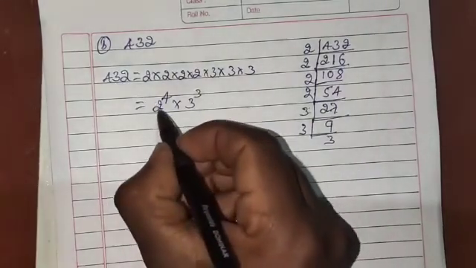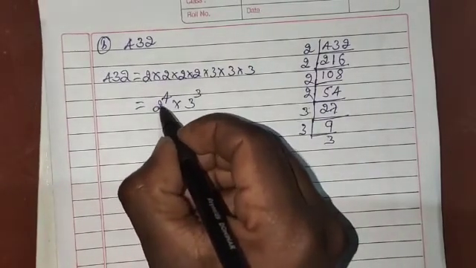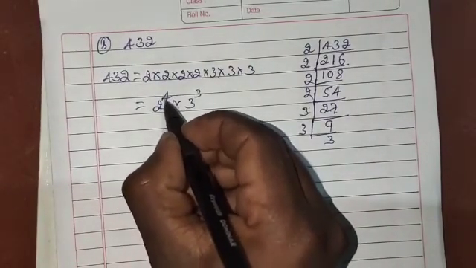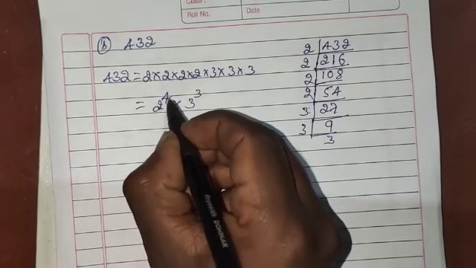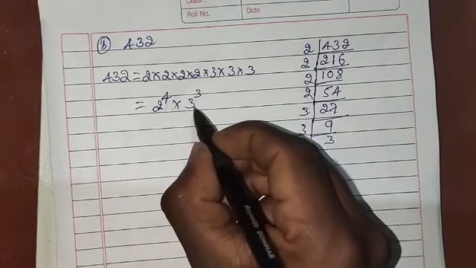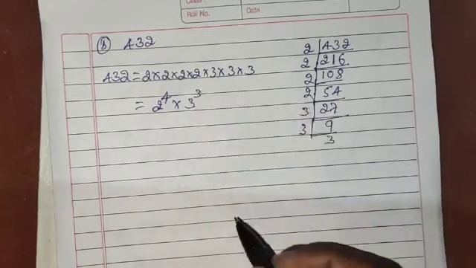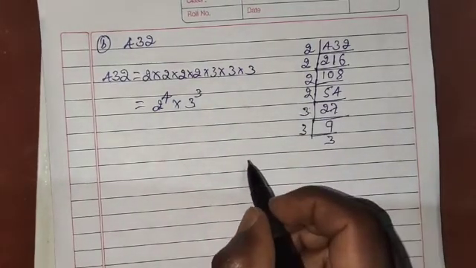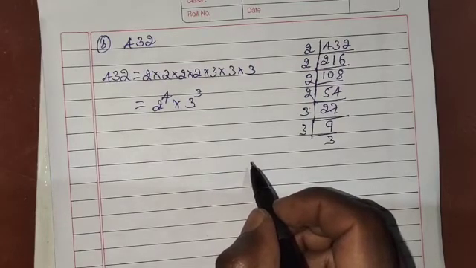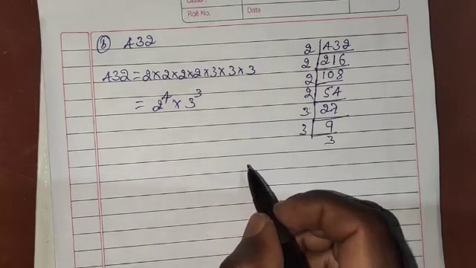Okay, here 2 to the power of 4. In this exponential form, 2 is the base and 4 is the exponent. Here this 3 is the base and this 3 is the exponent. Okay, thus we write the given number in exponential form and as the power of prime factors.